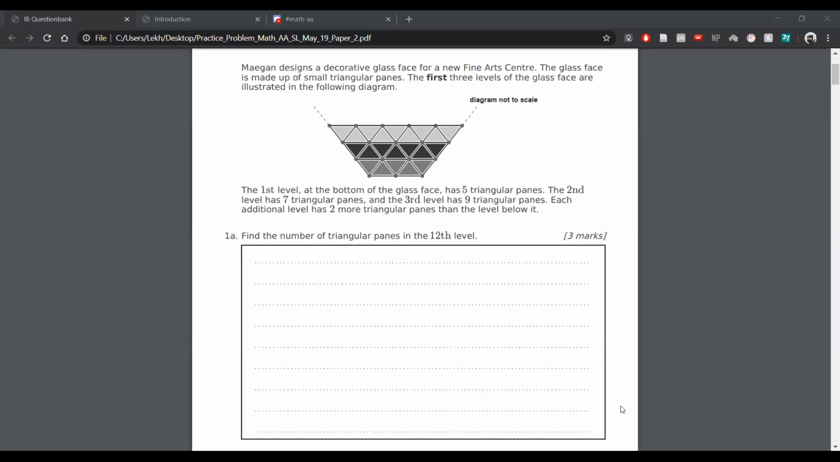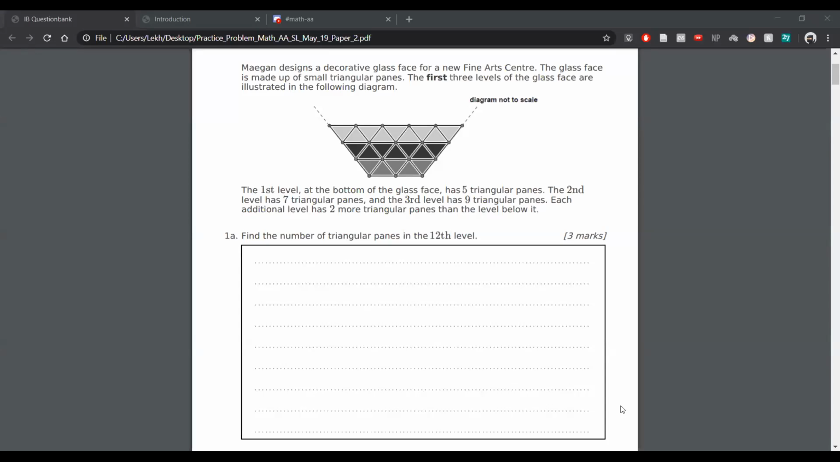So start with our information given. Our sequence on the first level, which is U1, is going to be equal to 5. U1 dictates the first level, and Un dictates the nth level. Then U2 is equal to 7, U3 is equal to 9. I'll just write out the sequence: 5, 7, 9, and so on. Each one has 2 more triangular panes than the level below it. So find the number of triangular panes in the 12th level.